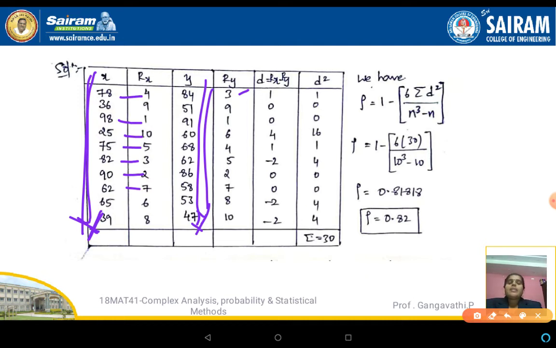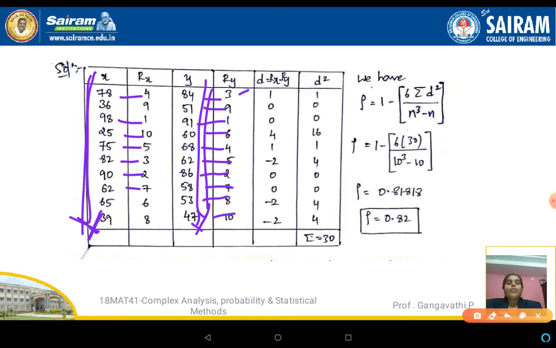The highest mark is 91, which takes the first rank. And 86 is the second top, so it takes the second rank. And 84 is the next topper, so it takes the third rank. Likewise, fourth rank, fifth rank, sixth rank, seventh rank, eighth rank, ninth rank, and 10th rank.